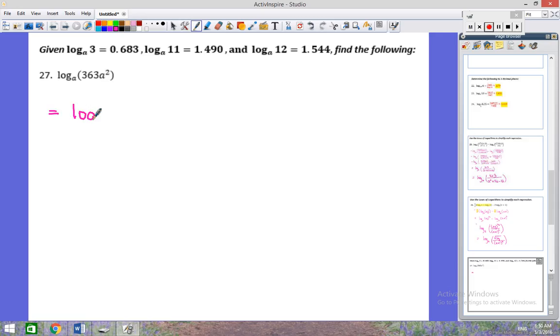So I've got log base a of 363 plus log base a of a squared.